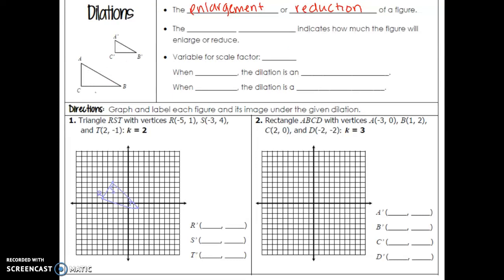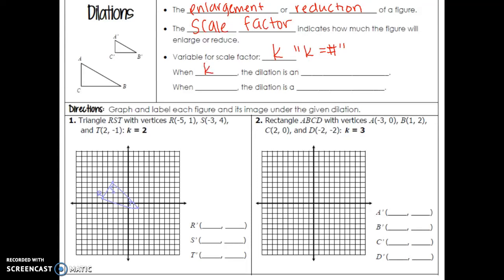So here we see an example. We have this original pre-image, and then our prime will be something a lot smaller, so that definitely is a dilation. The scale factor indicates how much the figure will enlarge or reduce, and the variable for that scale factor is k. So an example of that would be something like k is equal to any number. That would be our scale factor that determines what we are doing to that figure.